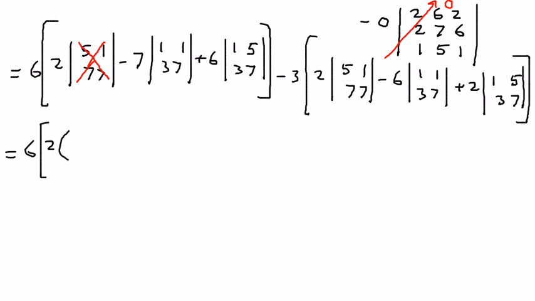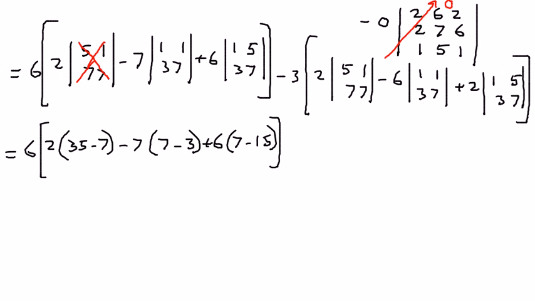7 times 5 is 35, minus 7 times 1 is 7, then minus 7 times, multiply the major diagonals in this here. 1 times 7 is 7, 3 times 1 is 3, then plus 6 times 1 times 7 is 7, minus 3 times 5 is 15. So we got that part.